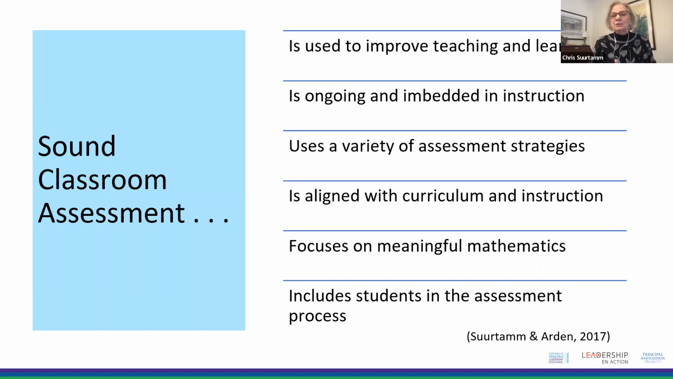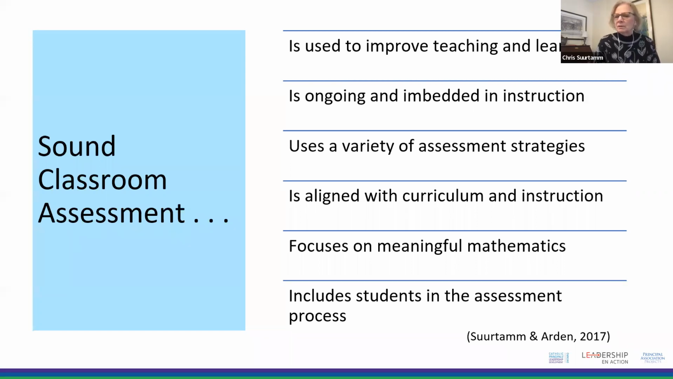If we're having students work in groups on a problem-solving task, then how can we incorporate that kind of collaboration within assessment? It also needs to focus on meaningful mathematics, not the mathematics that's the easiest to assess, but the mathematics that's most important to assess. I say it's putting your money where your mouth is. By what we assess, we're telling kids what we value about mathematics.